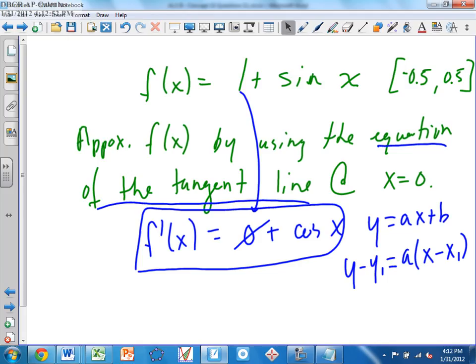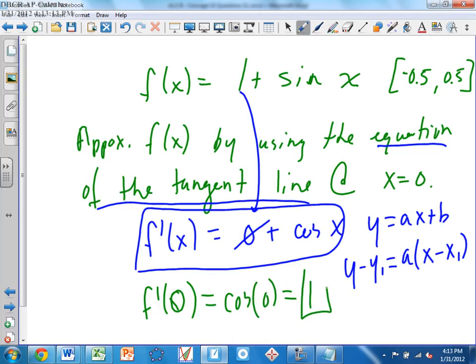So, a represents the slope. Well, here's the slope, cosine of x. But at the point 0, what's the slope? If I plug in a 0 here, what's cosine of 0? 1, right? Again, the derivative at 0 is equal to really just the cosine of 0, which is 1.